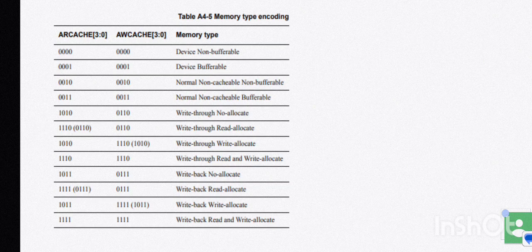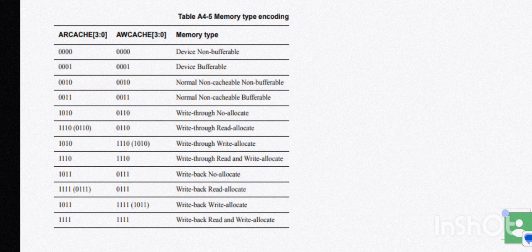Write-back no allocate, it means 0111. The write response can come from an intermediate point. Writes may not immediately reach the final destination. Read data can come from cache. Transactions are modifiable. Reads can be prefetched. Writes can be merged. Cache lookup is required for read and write. Same ID overlapping transactions remain ordered. No allocate: cache allocation is not recommended.